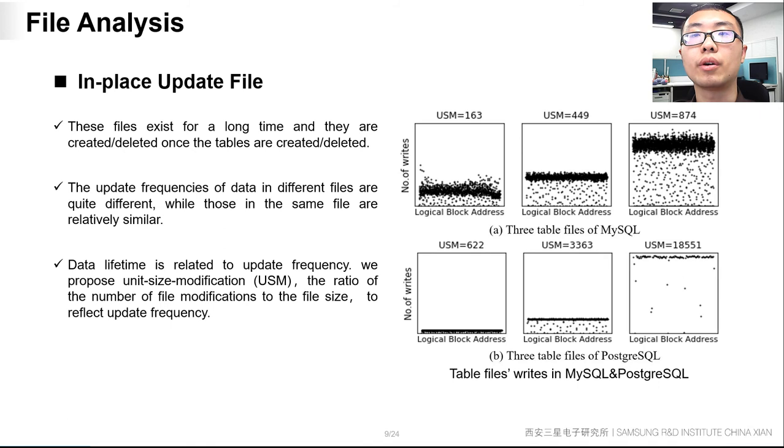Next, in-place update files. The figure shows an example of table file writes in MySQL and PostgreSQL. We can see that the update frequencies of data in different files are quite different, and the update frequency in the same file is relatively similar. The update frequency is related to the data lifetimes, since data are invalid when they are overwritten. We propose the unit size modification, the ratio of the number of modifications to the file size, to reflect update frequency.